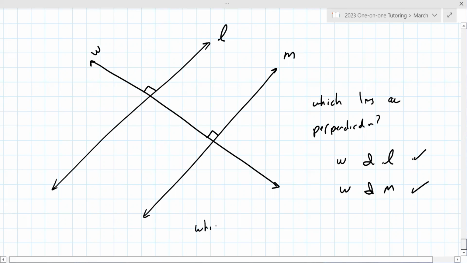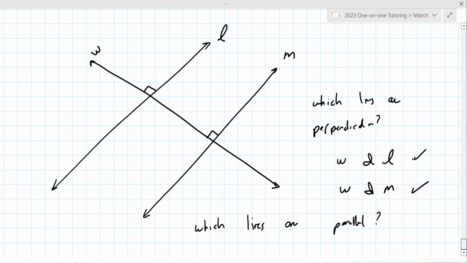Okay, now which lines are parallel? Which lines never intersect? You have to give me two lines. L and which other one? I thought L and W intersected right here. Which two lines never intersect? L and M. Very good.